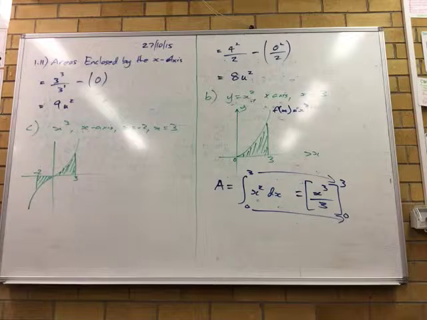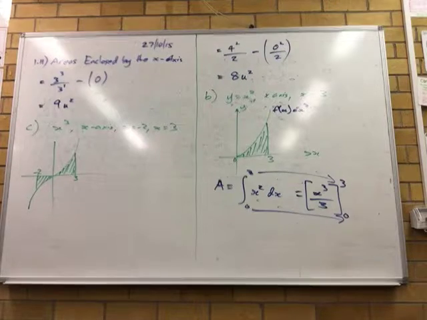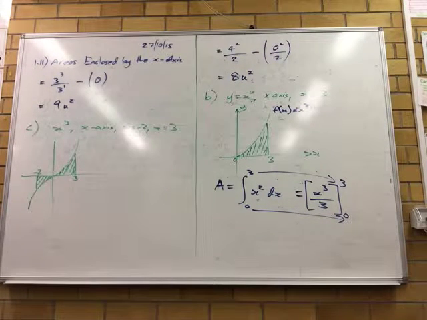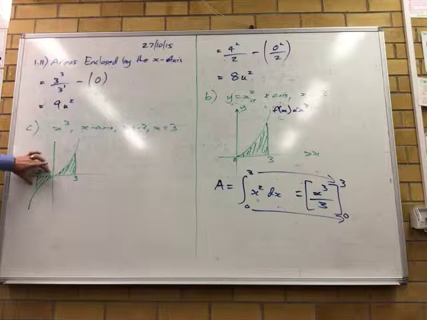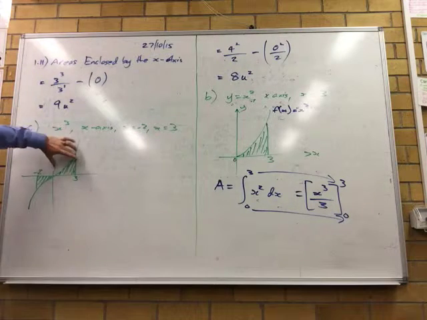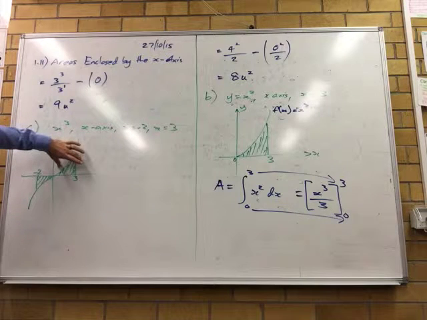Right, so can you now see why I've asked you to sketch the area to be found? Can someone describe to me why we need to do this? It's a negative, so it'll come up as a negative. When you find the integral of this, you are going to get a negative area. When you find the integral of this, you are going to get a positive area.